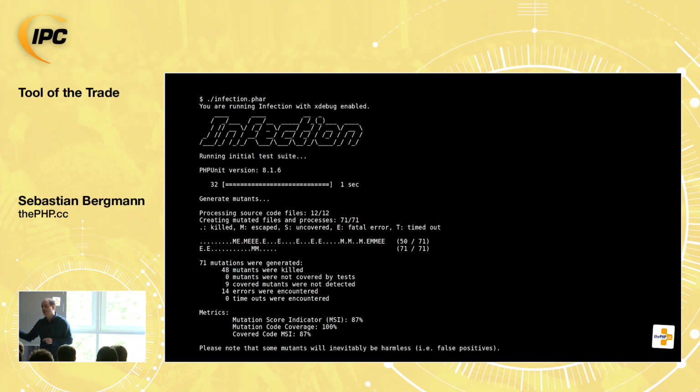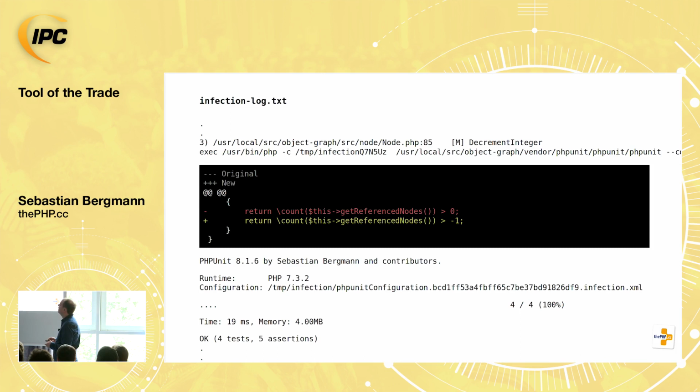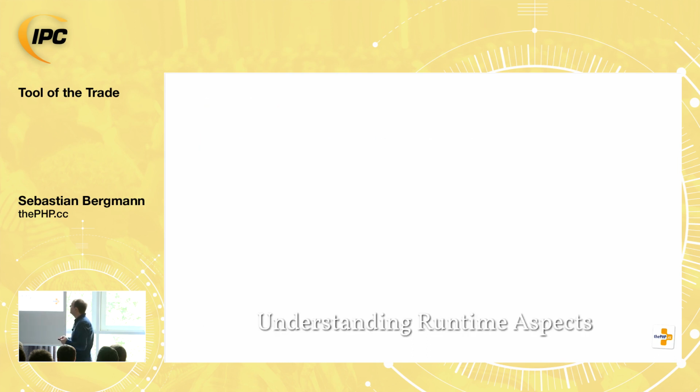Or it ran into a timeout, which can happen in a loop. If you mutate the break condition of a loop or the termination condition of a loop, it can loop infinitely, and it aborts that test after a while. That's kind of nice. And if a mutant escapes, it shows you what it mutated, and then it's up to you to decide whether or not that's okay. Usually it's not okay.